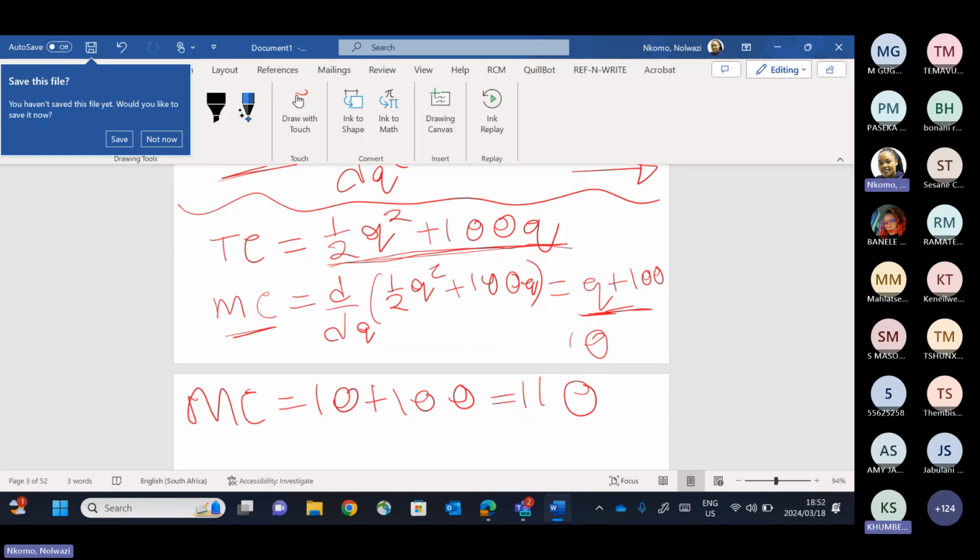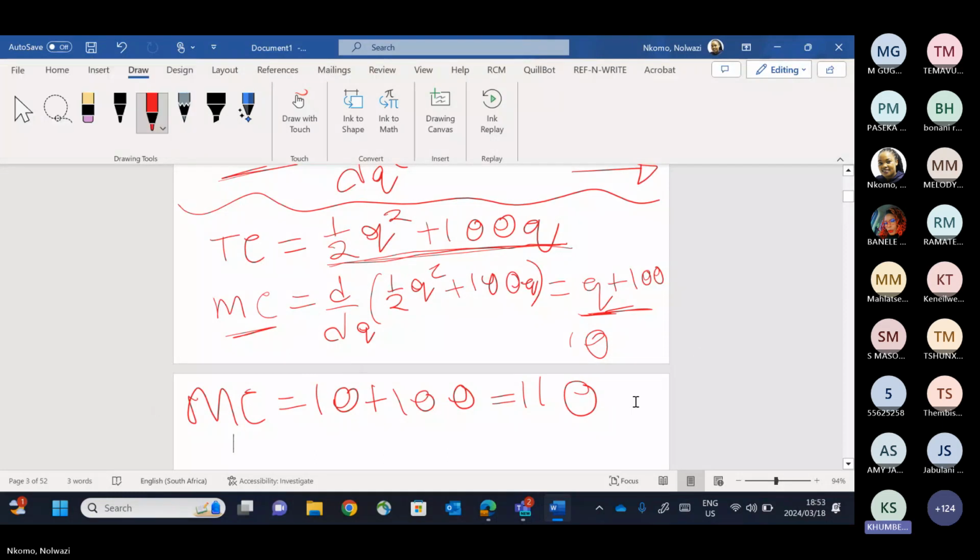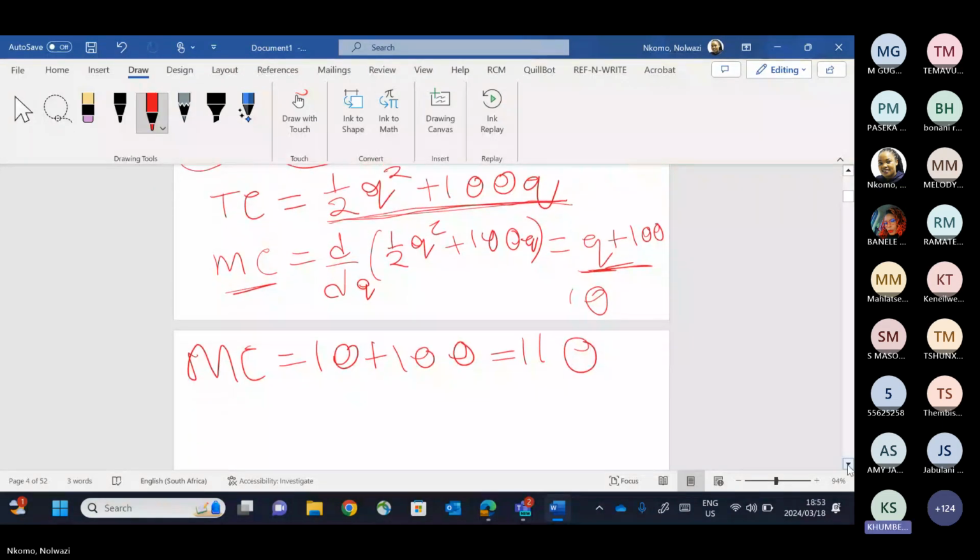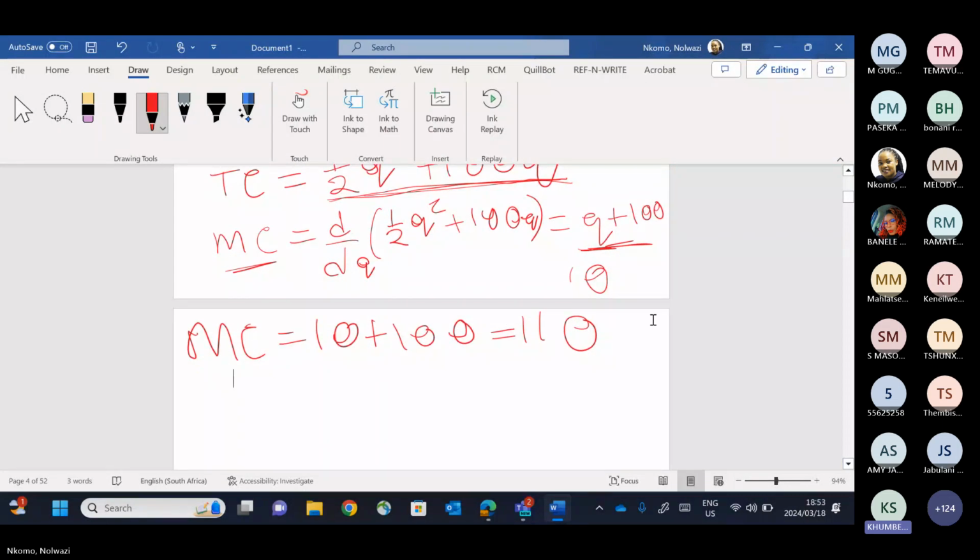Do we have questions? No. Yes. Do you say the cost to produce 11th more? Nope. Okay. So this is the cost of producing 10 more units again? Hello? Yes. Did you say this is the cost of producing 10 units more?